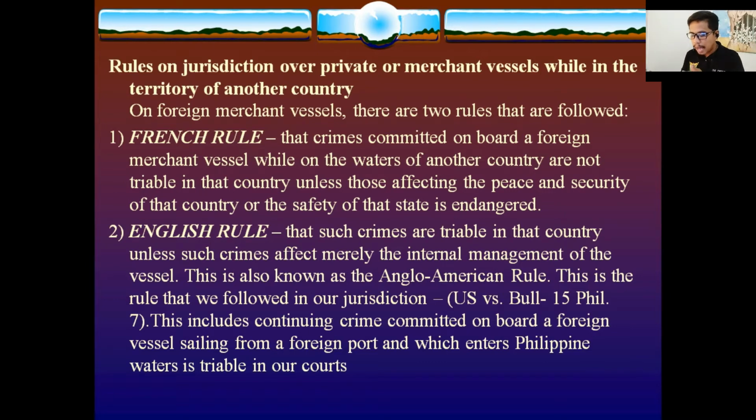But if the act of killing is only done within the vessel and it does not affect the peace and security, meaning it happened only at sea, the vessel floating about, the killing was done there and did not affect the peace and security, then that crime will not be tried in the country where the particular foreign merchant vessel is located. But then again, we are not following the French rule. We are following the English rule.